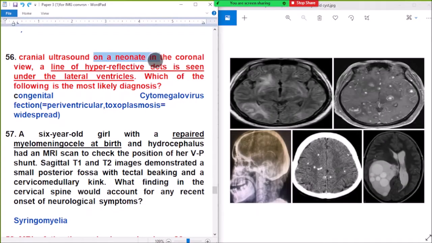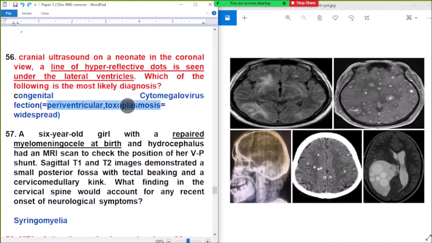Ultrasound on a neonate in a coronal view shows a line of hyperreflective dots on the lateral ventricles. What is the most likely diagnosis? Congenital cytomegalovirus infection. A line of hyperreflective dots in the lateral ventricle, periventricular region, indicates cytomegalovirus infection.